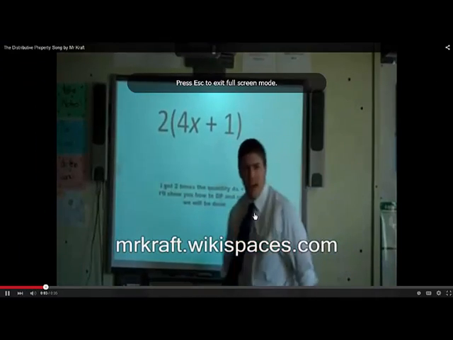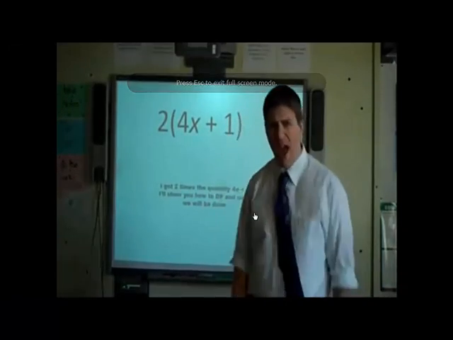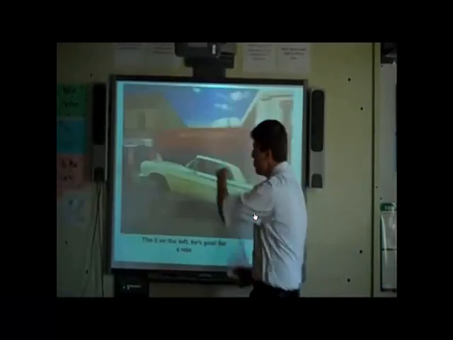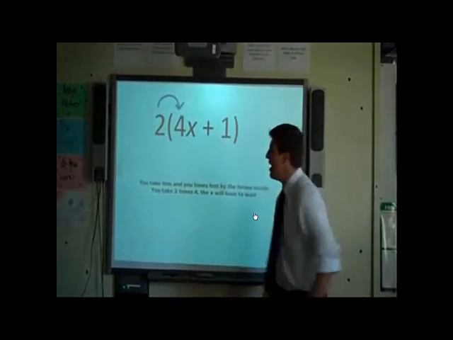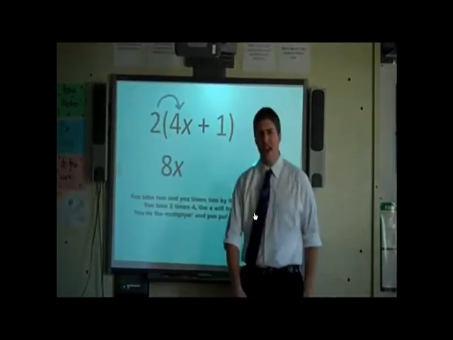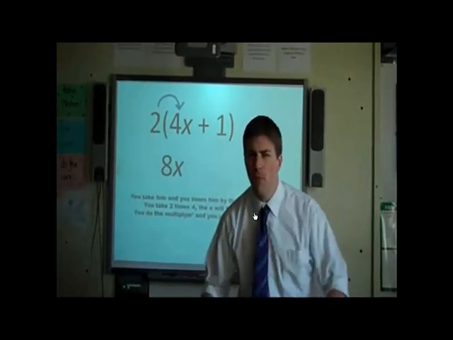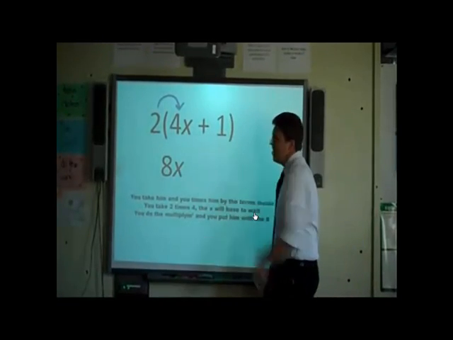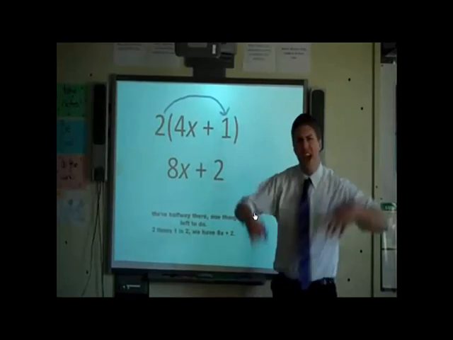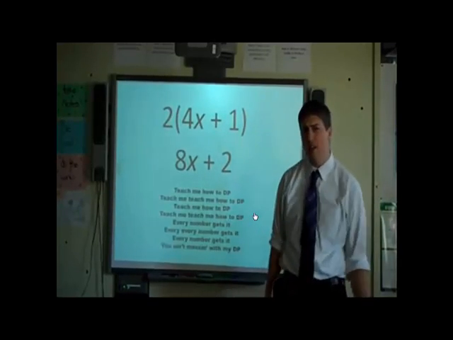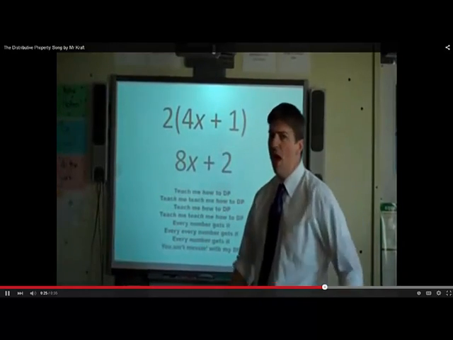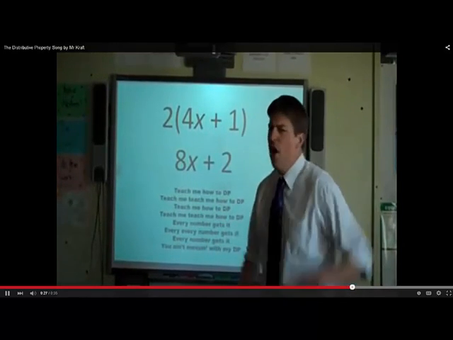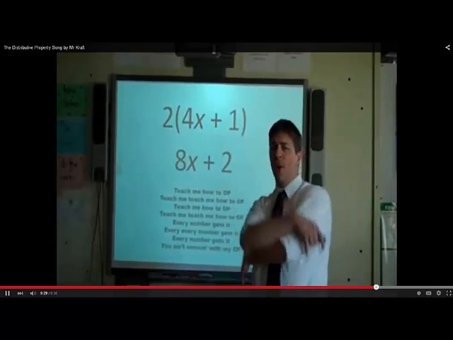I got 2 times 1 and 4x plus 1. I'll show you how to DP, soon we will be done. The 2 on the left, he's going for a ride. You take them and you times by the terms inside. The 2 and the 4, the x will have to wait. You multiply together and you put them with the 8. We're halfway there, one thing left to do. 2 times 1 is 2, we have 8 plus 2. Teach me how to DP. Every number gets it. You ain't messing with my DP.